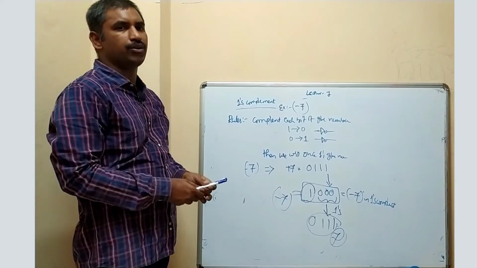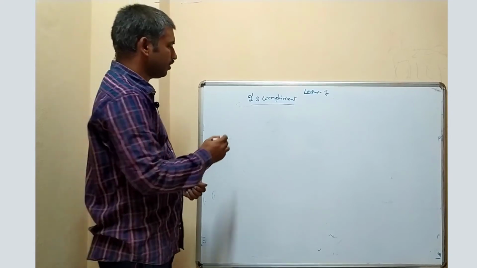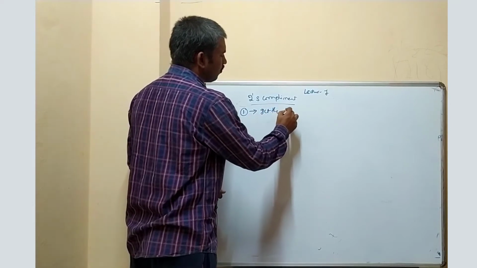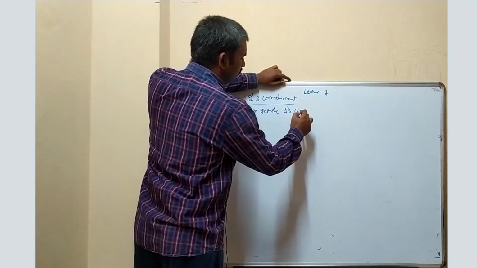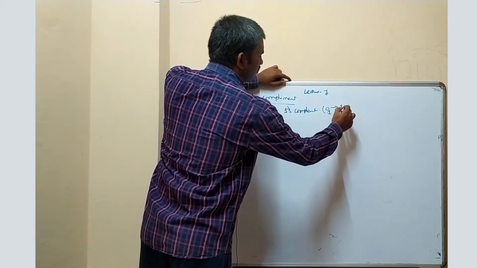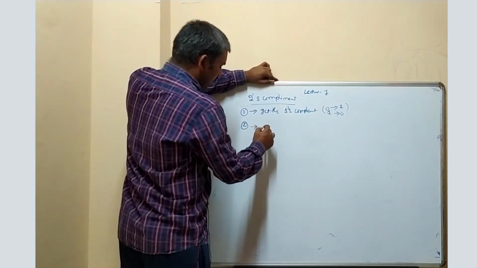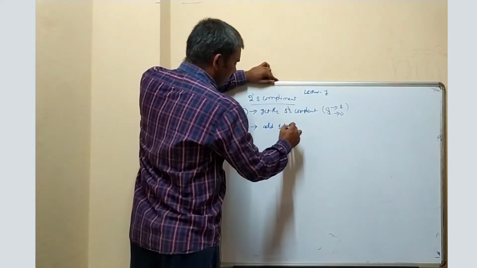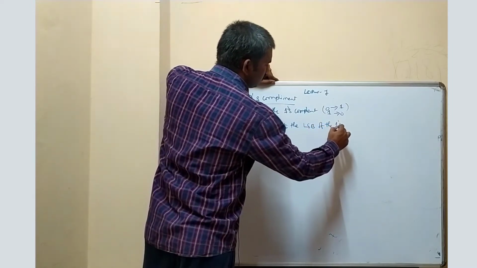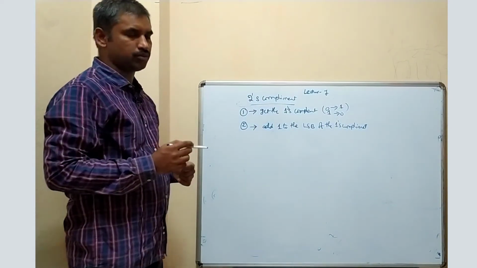Now we'll see how to get the 2's complement of a given number. The first rule is, first get the 1's complement of the given number. That means complement 0 to 1 and 1 to 0, for all the bits. The second step is add 1 to the LSB of the 1's complement. So these are the two rules we have to follow to get the 2's complement of a given number.